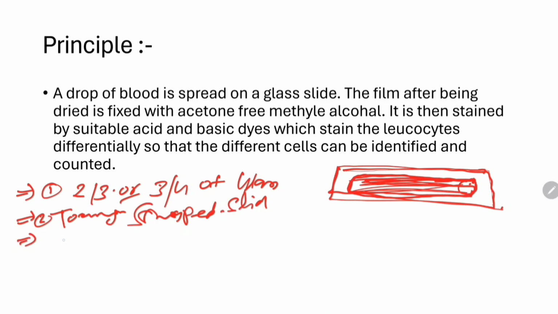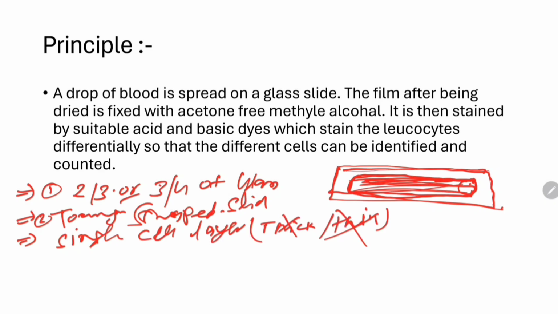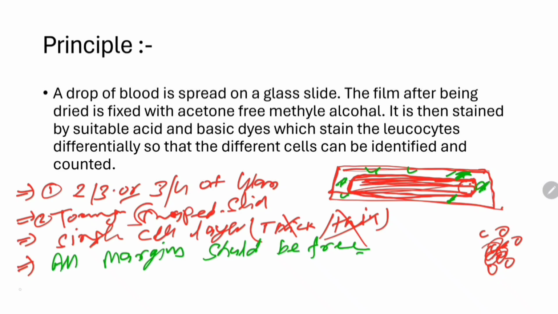Then this is a single cell layer. Thin we cannot use, so it should be a single cell layer, meaning cells should be separated and not overlapping. Cells should not be overlapping. Then all the margins should be visible. It should be free from any vacuoles.